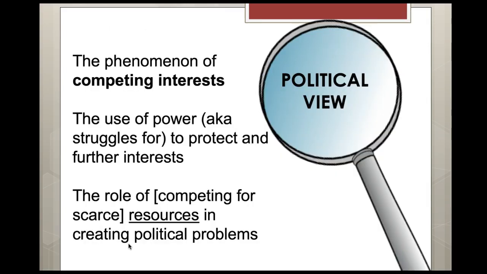The next one is a political view. So the political frame or lens looks at the phenomenon of competing interests. This is about how power is used or struggles for power in organizations to protect and further interests of individuals or alliances. And then the role that competing for scarce resources plays and that contributes to our political problems.